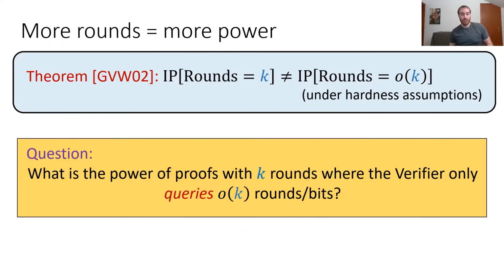A natural question when talking about interactive proofs is whether more rounds equals more power, and indeed Goldreich, Vadhan, and Wigderson show that interactive proofs with k rounds are more powerful than interactive proofs with little o of k rounds. And we ask the question of what is the power of proofs with k rounds where the verifier only queries little o of k rounds or even bits. So there are many rounds of interaction, but the verifier doesn't read most of them.